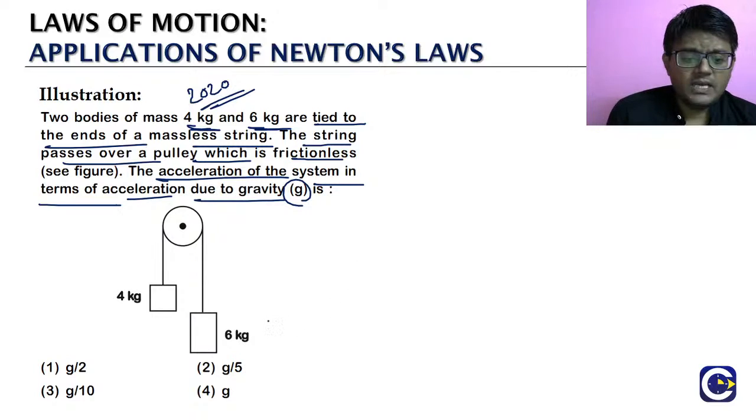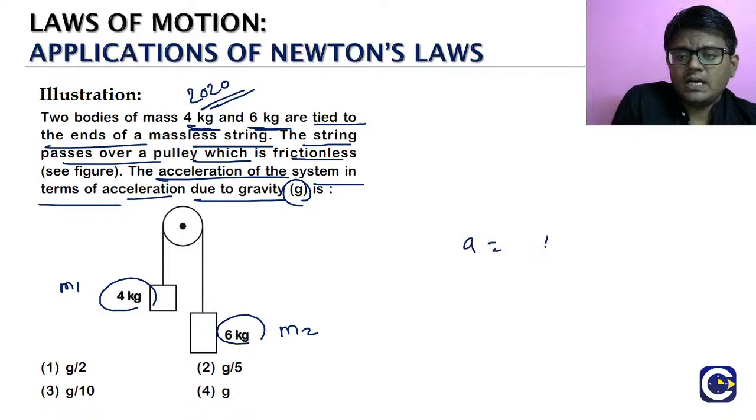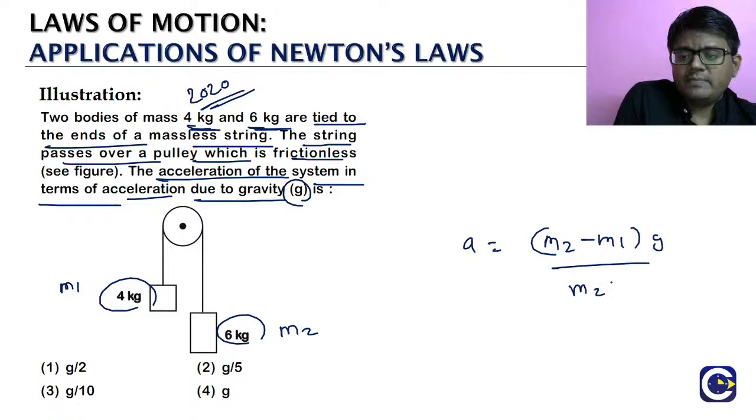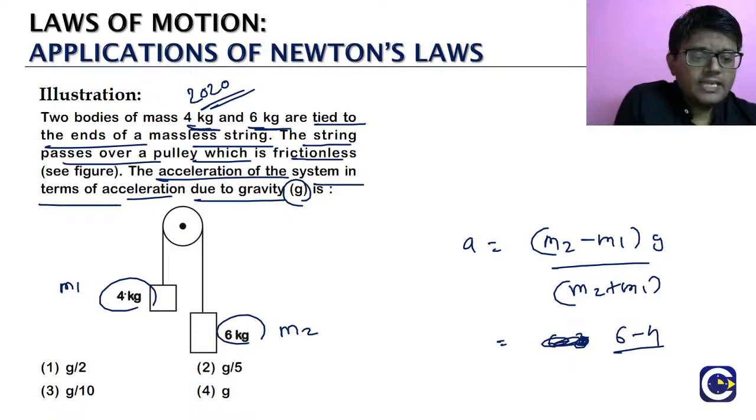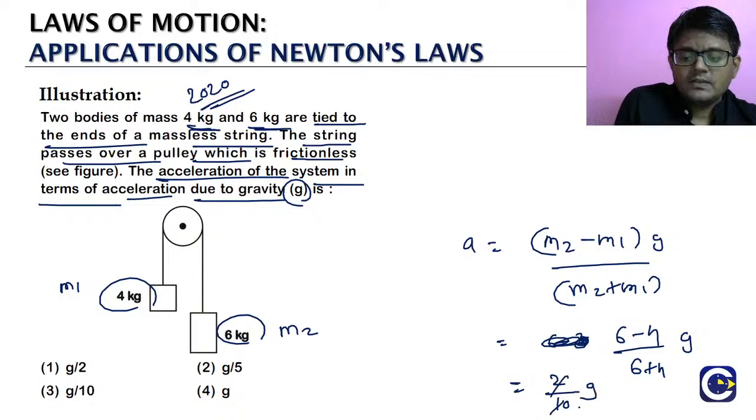அவ்வளவுதானா? Straight formula. So m2 is 6, m1 is 4. What is the acceleration of the system formula? m2 minus m1 into g divided by m2 plus m1. அவ்வளவுதானா? So m2 is what? 6 minus 4 by 6 plus 4 into g. 6 minus 4 is 2, dana. So 2 divided by 6 plus 4 means 10. 2 ones are 2, 5s are 10, so the answer is g by 5.